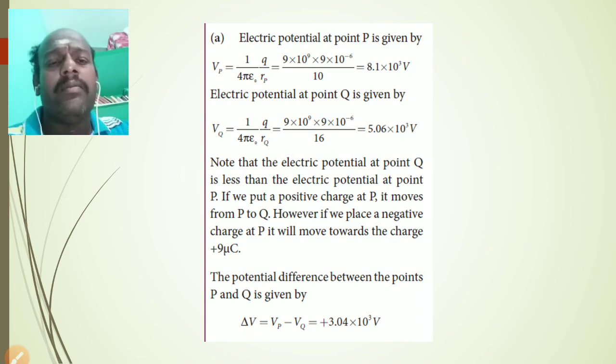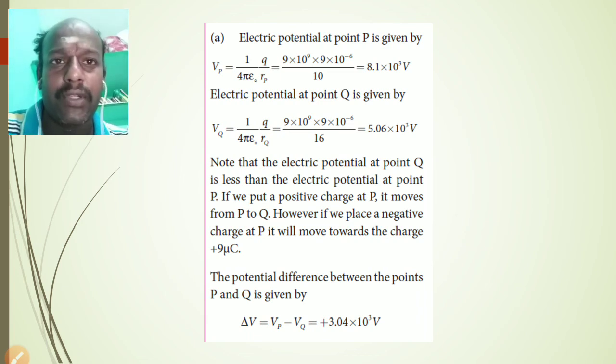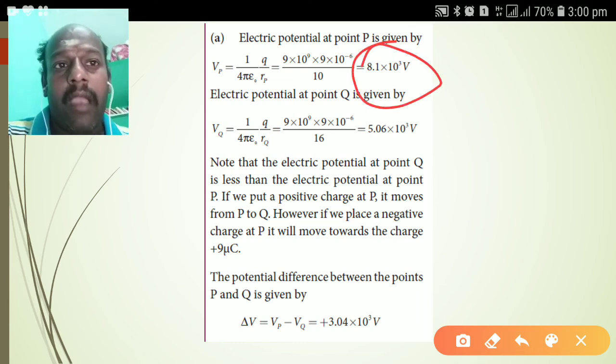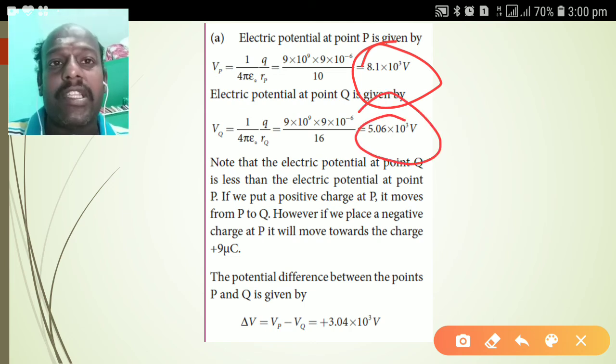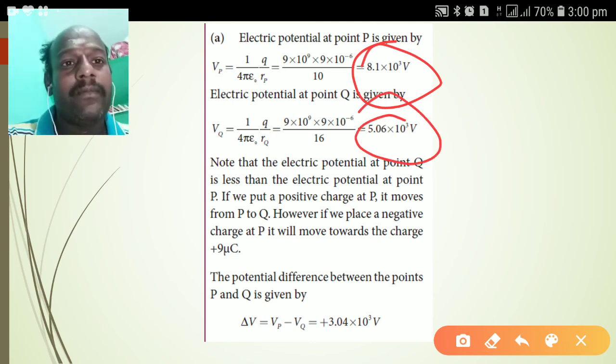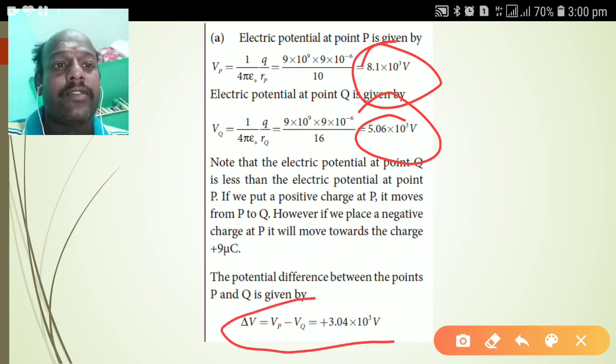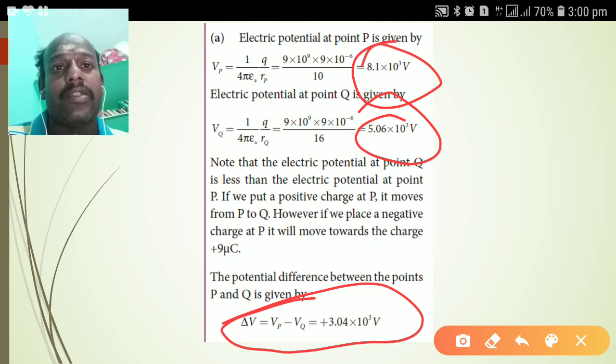The electric potential at point P, I simply substitute in the formula V is equal to Q by 4 pi epsilon naught R. When I substitute the values, I get 8.1 into 10 to the power 3 volt, and for Q, 5.06 into 10 to the power 3. Note that the electric potential at point Q is less than the electric potential at point P. If you put a positive charge at P, it moves from P to Q. The potential difference between the points will be 3.04 into 10 to the power 3.